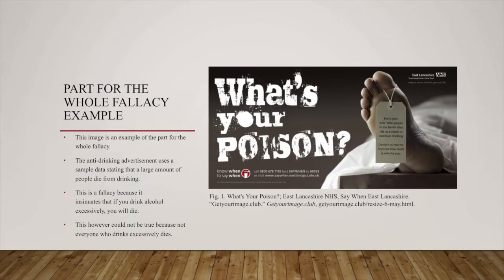And that's kind of a fallacy, because if you just take the sample of 1,000 people and say that it's true they drank excessively and they died, it can't be generalized to the entire population, because not every person that drinks excessively dies. So that kind of makes it a part for the whole fallacy, because it's taking that one part, the amount of people that died, and trying to say you will die if you drink excessively.